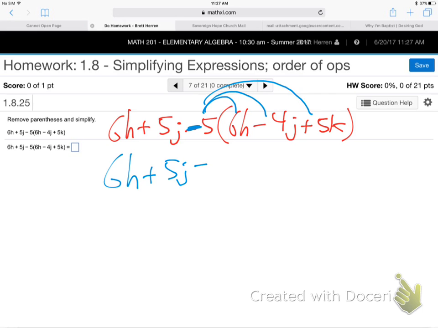All right, so what do we got? Minus 30h, I think. Minus 30h. And then what? Plus 20j. Is that good? Everybody see how that sign changed there? Because that was minus 5 times minus 4. Take that minus with him. And then minus 5 times plus 5 will be minus 25k. So far, so good. The walls are down. No more parentheses. I dropped them and the water rushed in, right? You good so far?